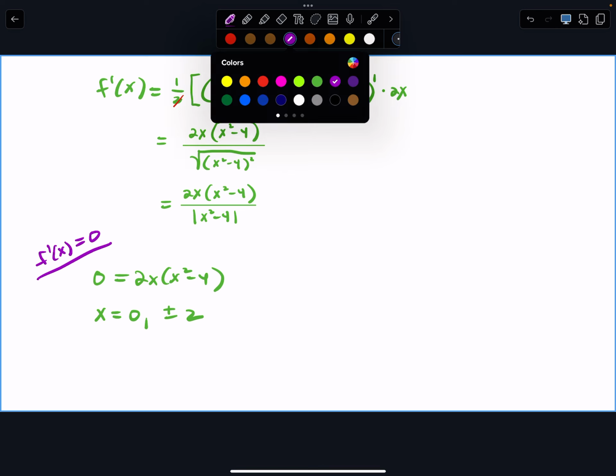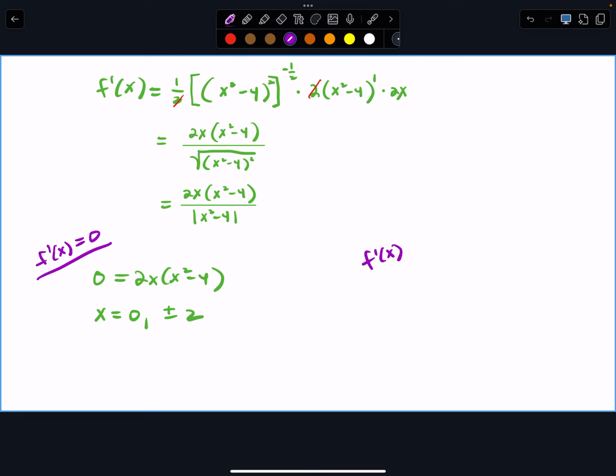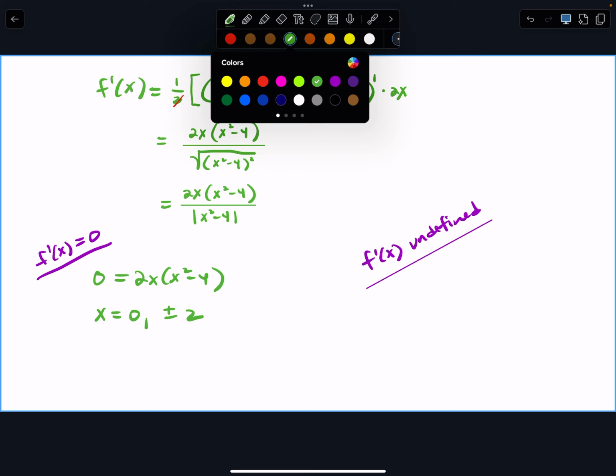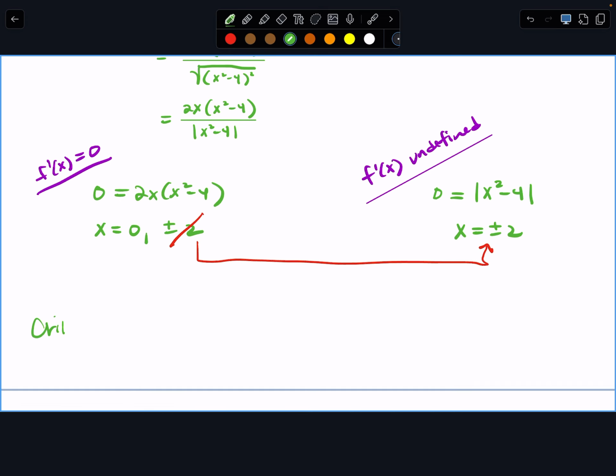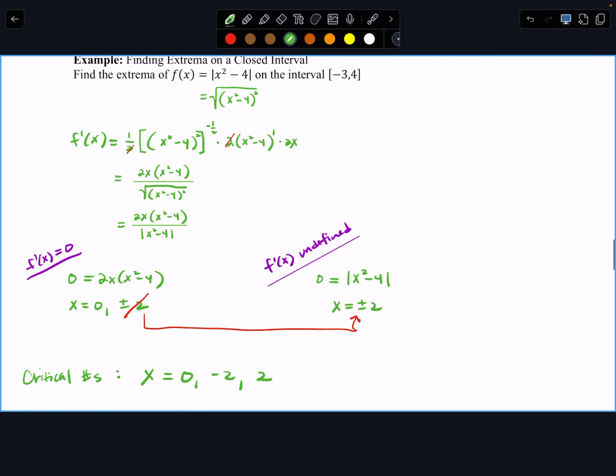And then for f prime being undefined, we could think about setting the denominator equal to 0. Which we would get x equals plus or minus 2. So actually, plus or minus 2 would correspond to f prime being undefined. Which means that our critical numbers, and I want to check that they're in the interval, will be 0, -2, and +2. All of those are on the interval from -3 to 4.